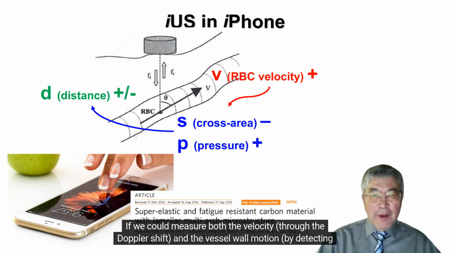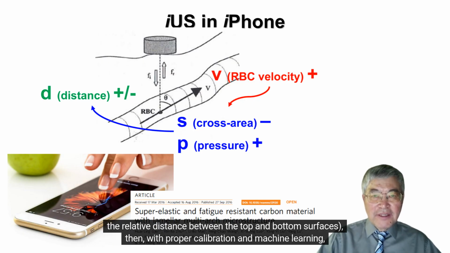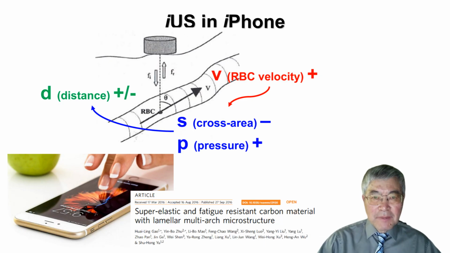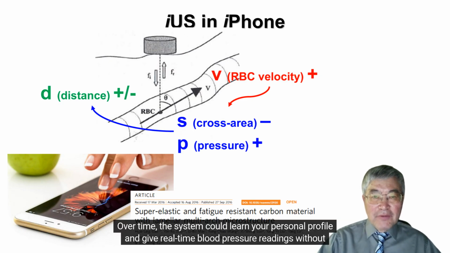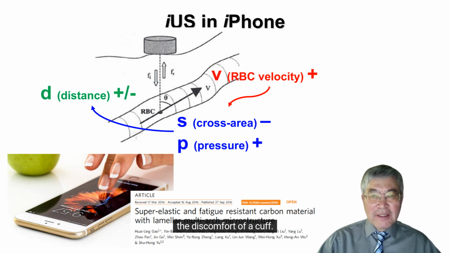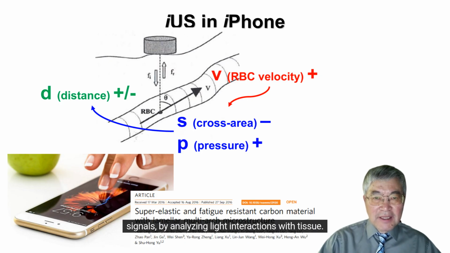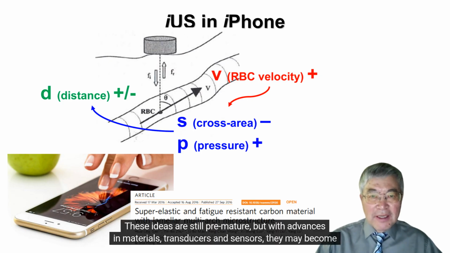If we could measure both the velocity through the Doppler shift and the vessel wall motion by detecting the relative distance between the top and bottom surfaces, then, with proper calibration and machine learning, we might estimate blood pressure accurately just by placing the iPhone over the skin. Over time, the system could learn your personal profile and give real-time blood pressure readings without the discomfort of a cuff. The same principle could even be extended to use an optical sensor for measuring blood sugar-related signals by analyzing light interactions with tissue. These ideas are still premature, but with advances in materials, transducers, and sensors, they may become realistic in the future.